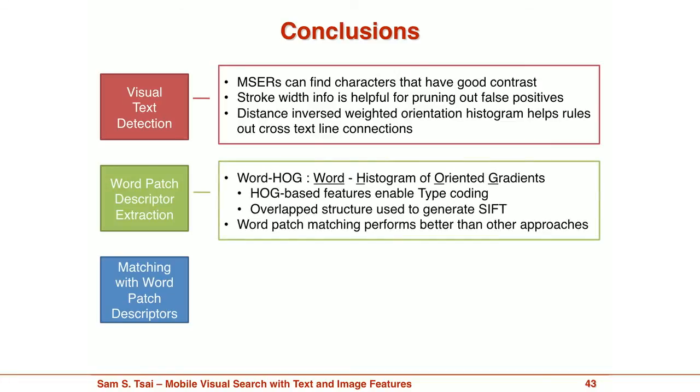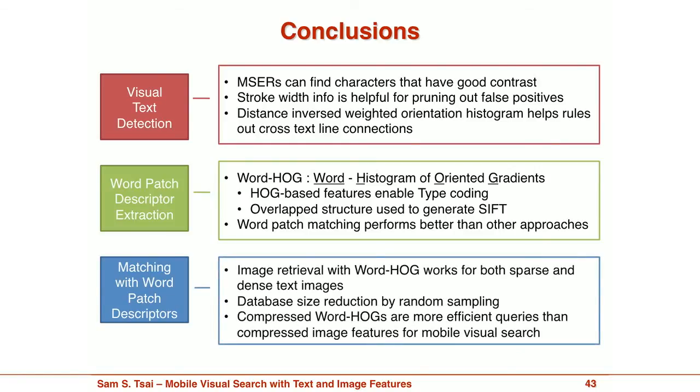For WordPatch descriptors, we have developed a new descriptor called WordHOGs, which stands for Word Histogram of Oriented Gradients. It's a histogram of oriented gradient based descriptor and can be compressed efficiently using type coding. Its overlapping subblock structure enables fast SIFT descriptor generation. Using this approach, we find that the WordPatch matching performance is far better than other approaches and character recognition engines.